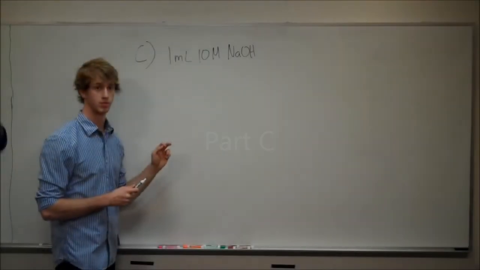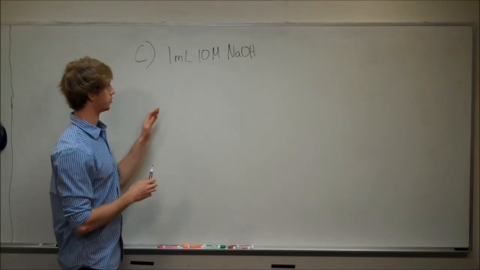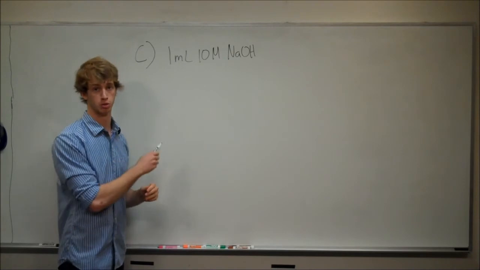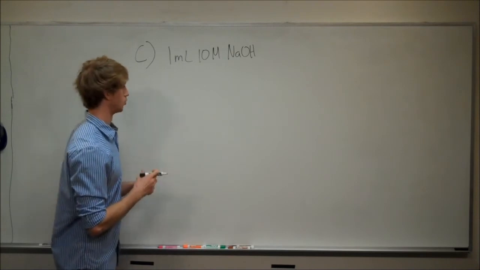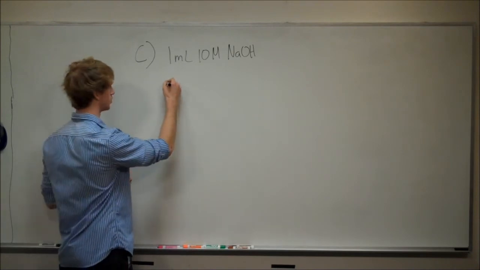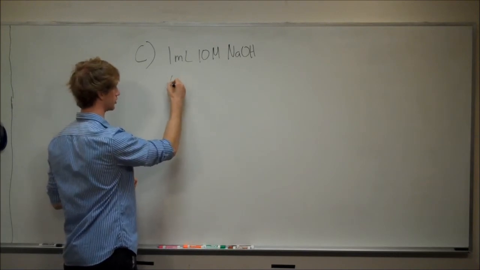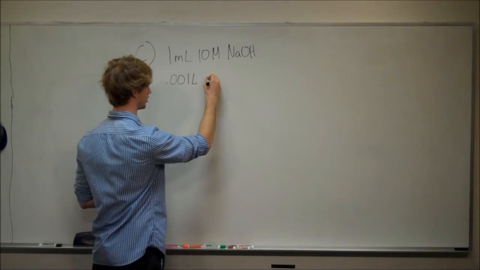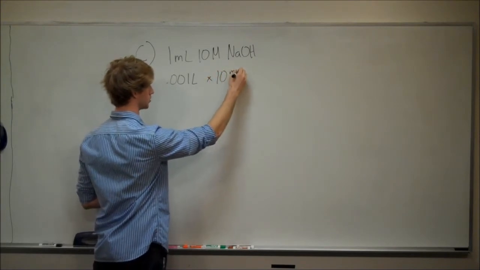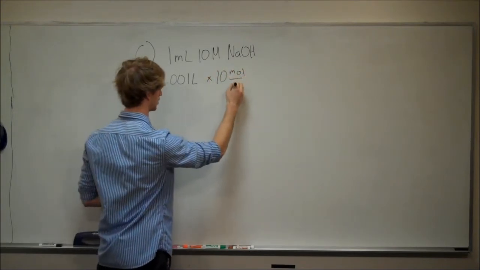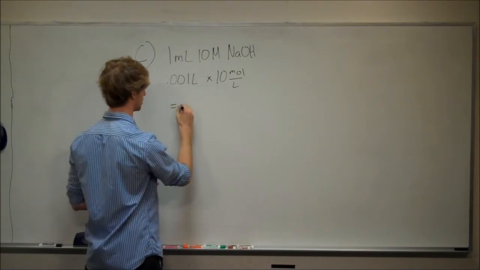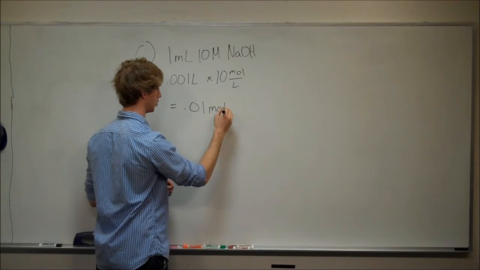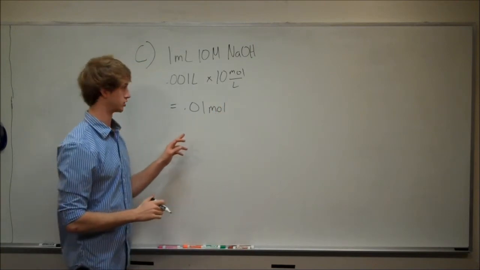So for part C, we are adding 1 milliliter of 10 molar sodium hydroxide to the solution. Just like last time, only there's no buffer. So we do just the same procedure as last time. Begin identifying that 1 milliliter is 0.001 liters, multiplying that by 10 moles per liter, and that is going to give us 0.01 moles. This is how much we're adding to the solution.